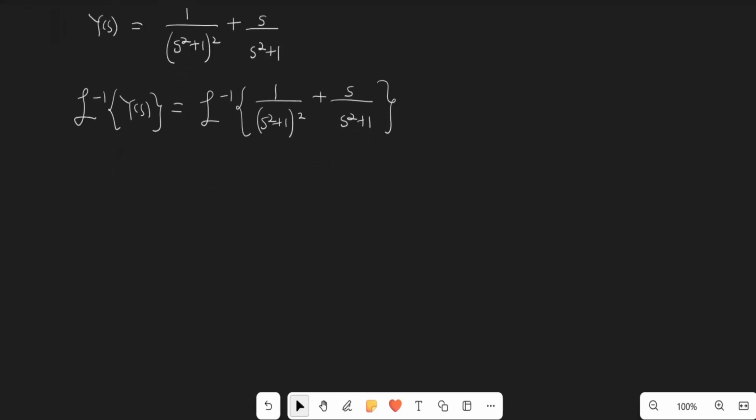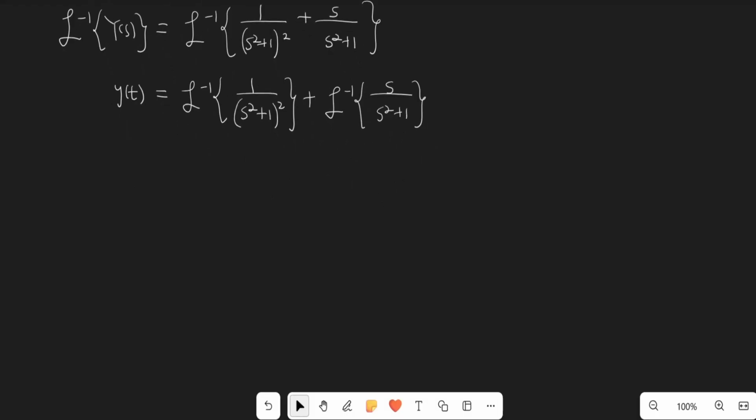The Laplace inverse of capital Y of s returns our function in the t world, which is y of t. And this is equal to, applying the linearity property of the Laplace inverse, the Laplace inverse of the first term, 1 over s squared plus 1 all squared, plus the Laplace inverse of s over s squared plus 1.